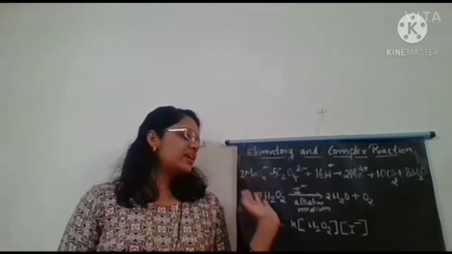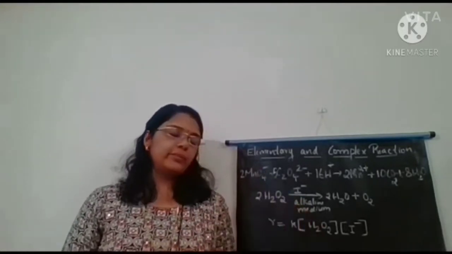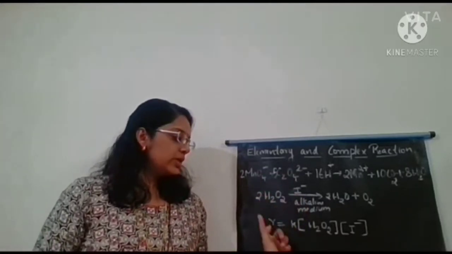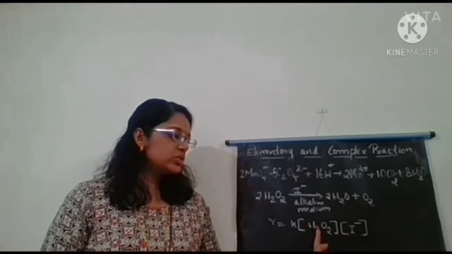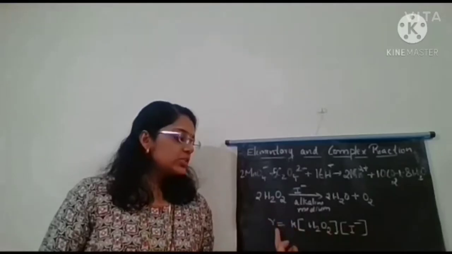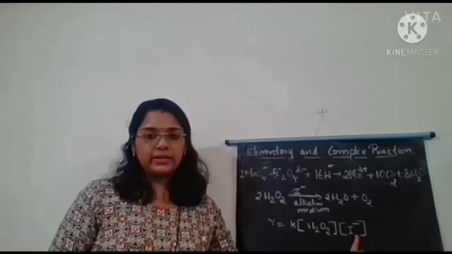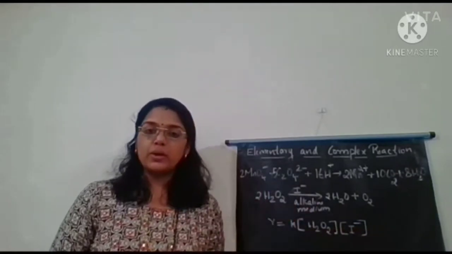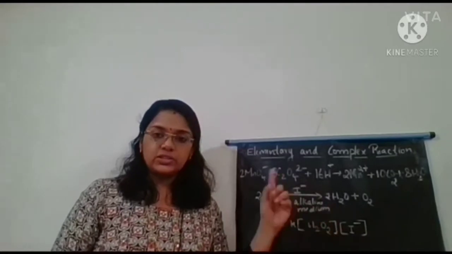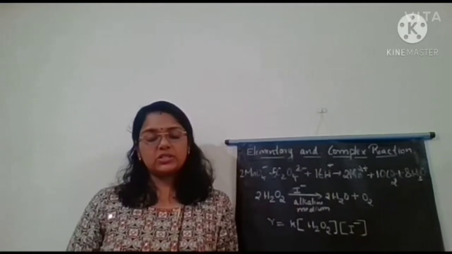So consider the catalytic decomposition of H2O2 by I negative in alkaline medium. And when we look at the rate law equation experimentally, it is found to be r is equal to k into concentration of H2O2 into concentration of I negative. That is, the reaction is first order with respect to H2O2 and with respect to I negative. But the overall order of the reaction is found to be second order. With respect to H2O2, the order of the reaction is first order, and again with respect to I negative, the reaction is found to be first order.